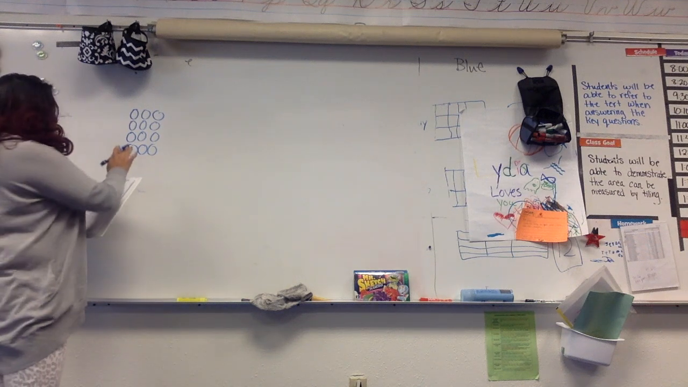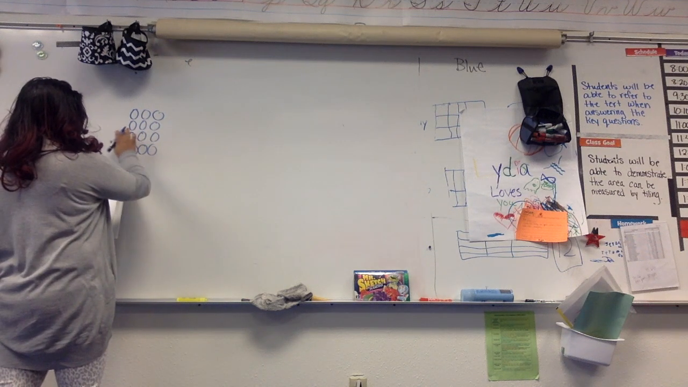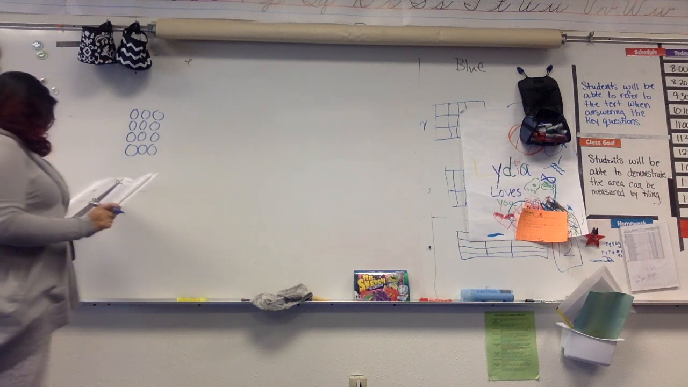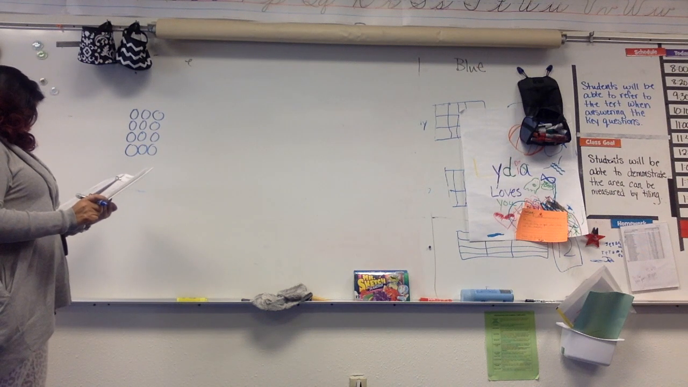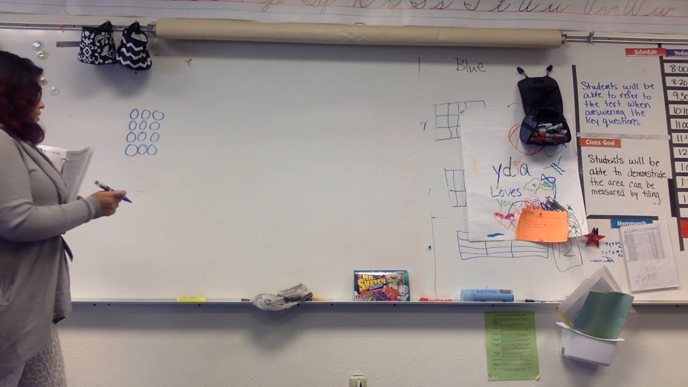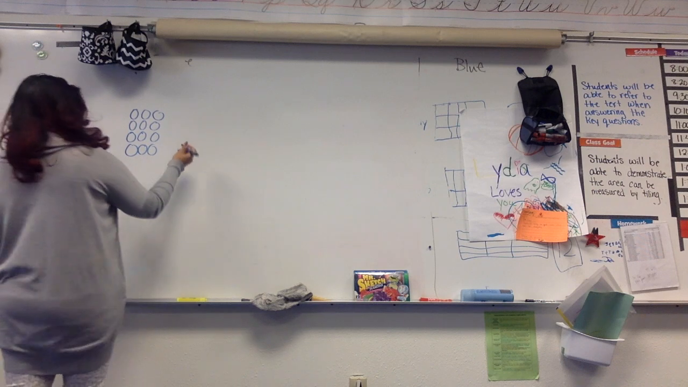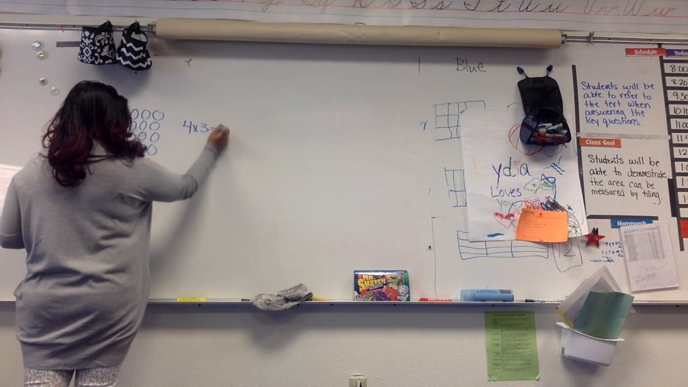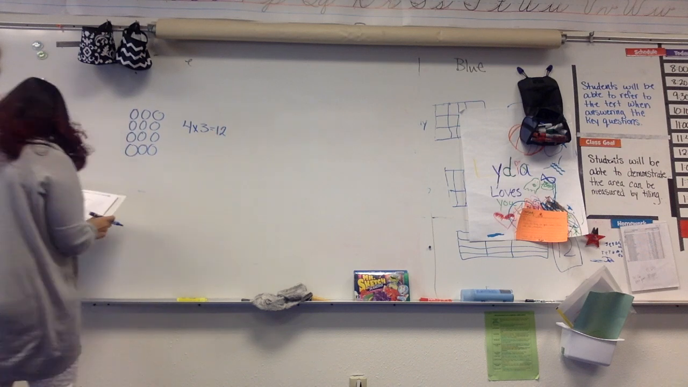How many rows do I have? 1, 2, 3, and 4. And there's 3 in each row. So what is the equation for the array? The equation for the array is 4 times 3 equals 12.